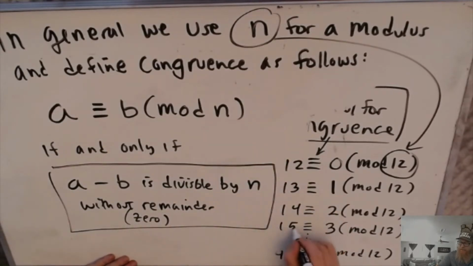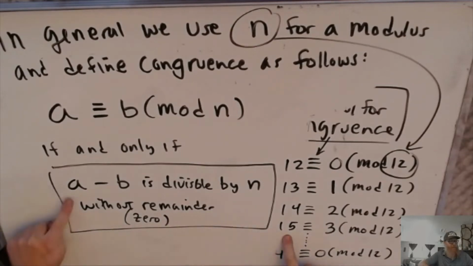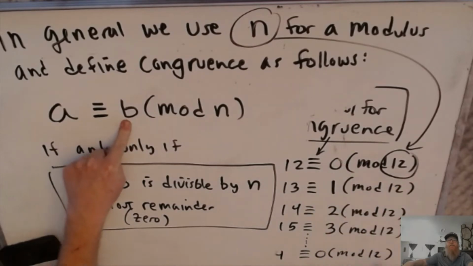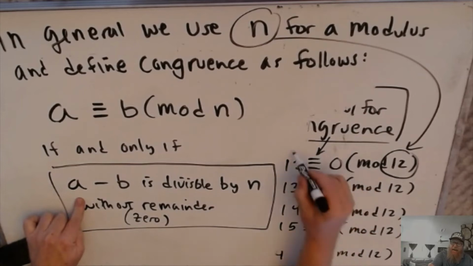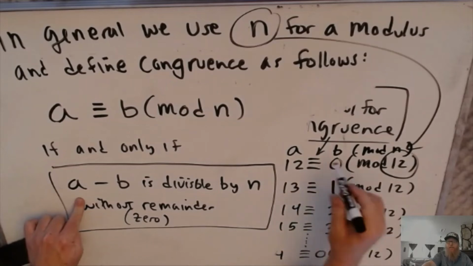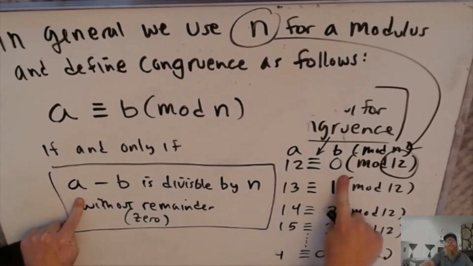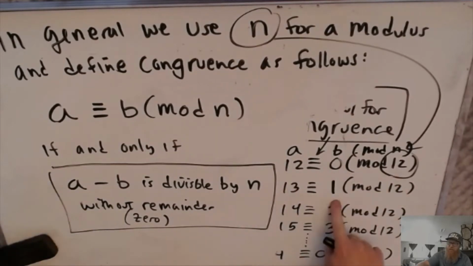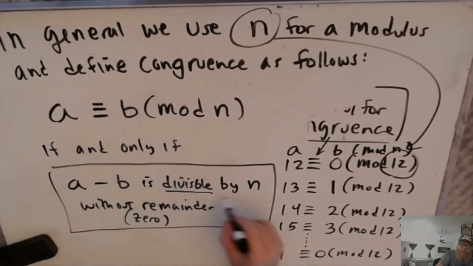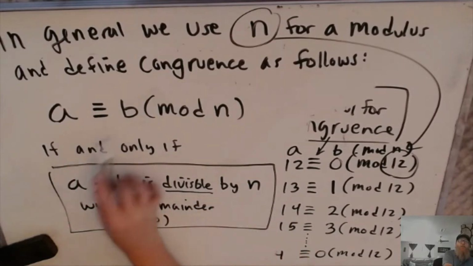Easy to demonstrate that over here. Look. So A is the left-hand side, B is the right-hand side, and then the modulus in my example is 12. So you can see A and B and mod n. Just to match this up here. So 12 minus 0. Is that divisible by 12? Of course it is. 12 minus 0 is 12. 13 minus 1. That's 12. 14 minus 2. That's also 12. So if A minus B is divisible by n, then we say that A is congruent to B.